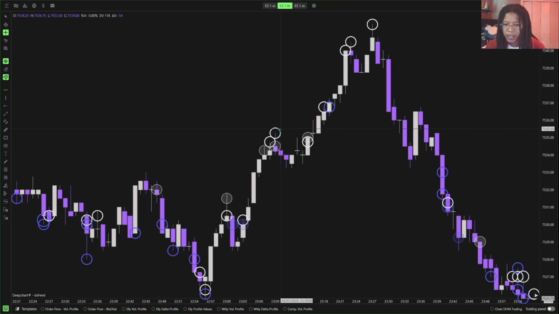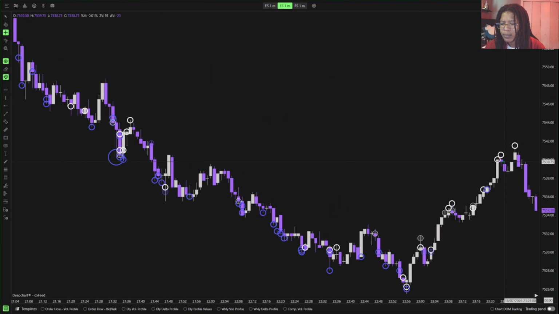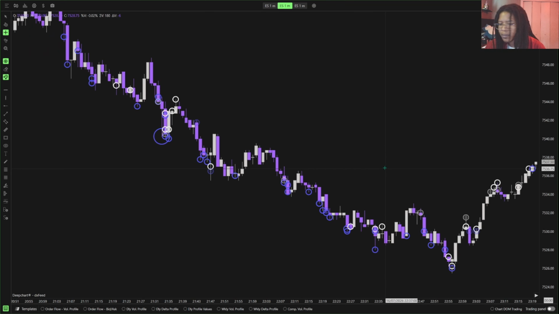Now, obviously, price made a higher high. Buyers get absorbed at the higher high. Price comes back down. Price makes a higher low. Price shoots up. Hopefully I said that right. I think I'm confusing myself.